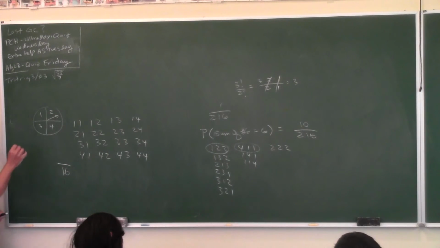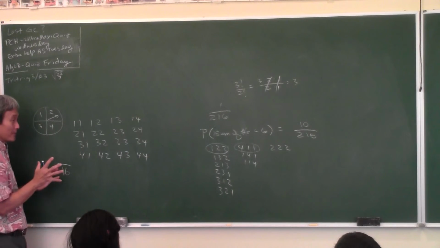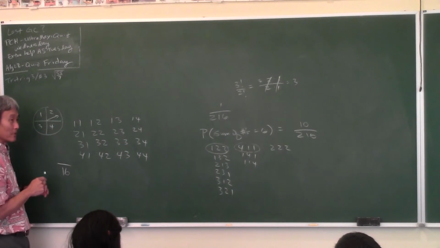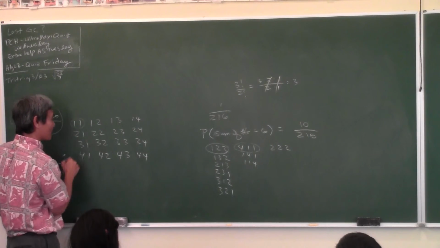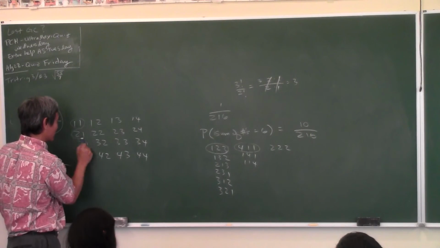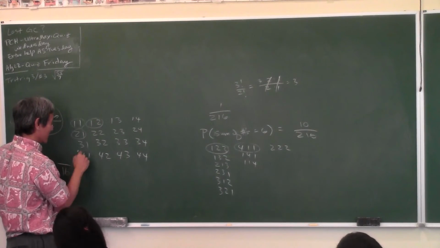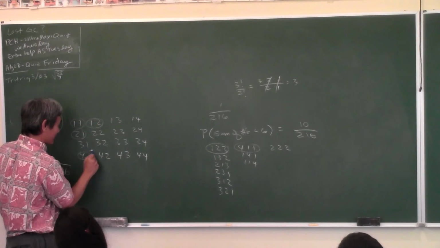So what did I say? I spin the spinner twice. What's the probability that the sum of the two numbers is a prime number? Okay, where do they add up to a prime number? Is 1 plus 1 a prime number? Yes. What about 2? Is 3 a prime number? Yeah. What about 4? No. 5. Is 5 a prime number?